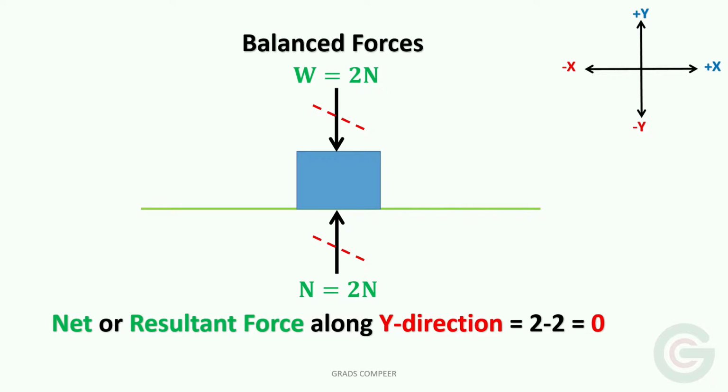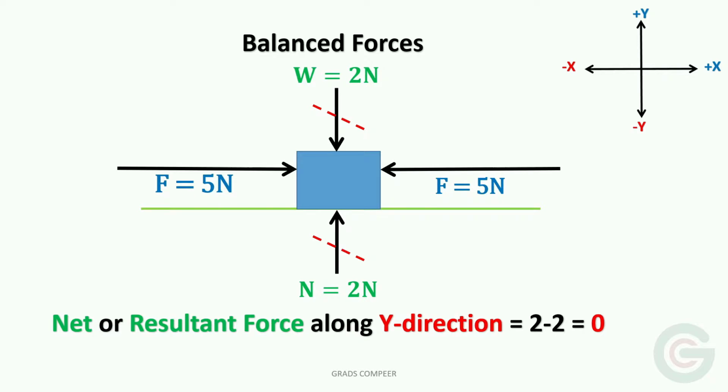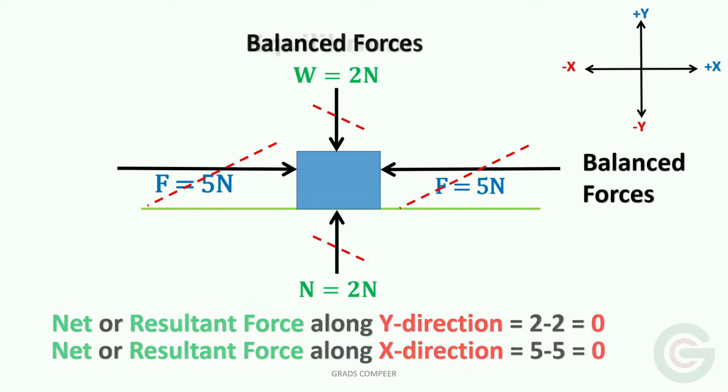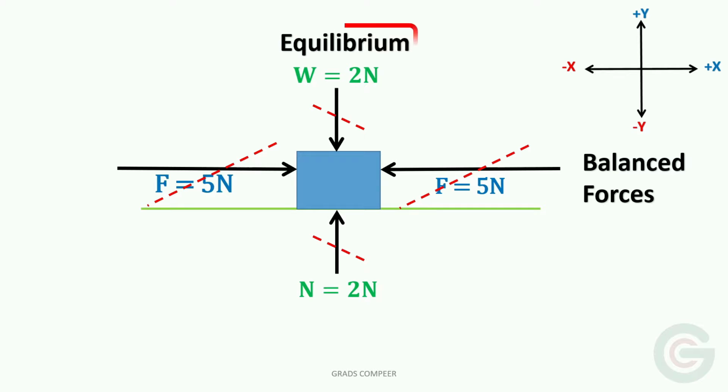Now let us consider two more forces whose magnitudes are equal and they are acting opposite to each other. These forces also cancel each other and the forces are balanced in the x direction, and hence the net or the resultant force along the x direction is also equal to 0. When the forces are balanced in all directions, the force system is said to be under equilibrium.